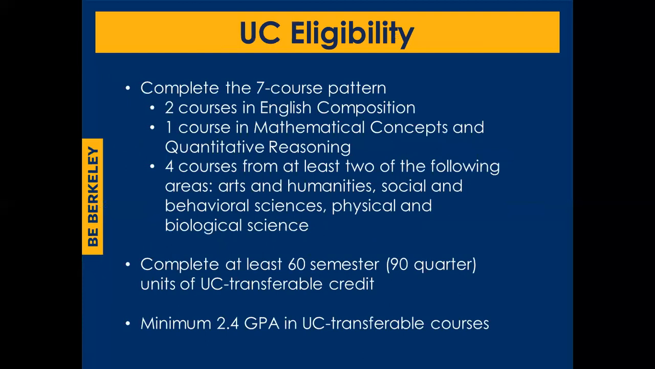So in terms of UC eligibility, the minimum requirements are that you complete the 7-course pattern, which includes 2 courses in English composition, 1 course in mathematical concepts and quantitative reasoning, and 4 courses from at least 2 of the following areas: arts and humanities, social and behavioral sciences, and physical and biological science. You must also complete at least 60 semester or 90 quarter units of UC transferable credit and have a minimum 2.4 GPA in UC transferable courses.